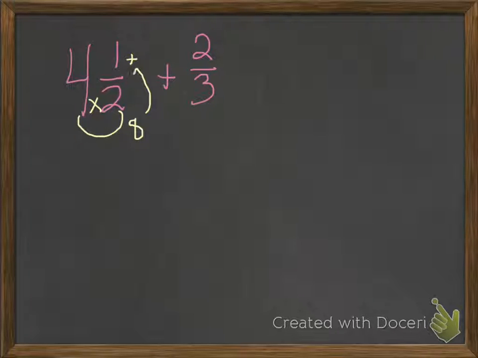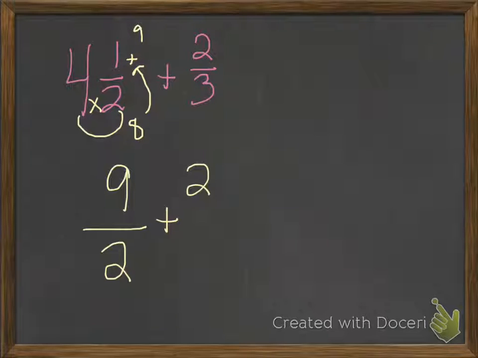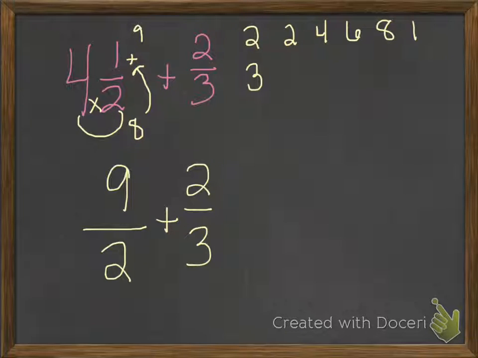Plus 1 gives us 9. 9 is my numerator, and we keep the denominator the same. Now I'm looking at similar types of fractions, but the cake is still not satisfactory. So let's once again find our multiples of 2 and 3. 2, 4, 6, 8, 10. 3, 6, 9, 12. Looks like we found something. It's going to be 6.